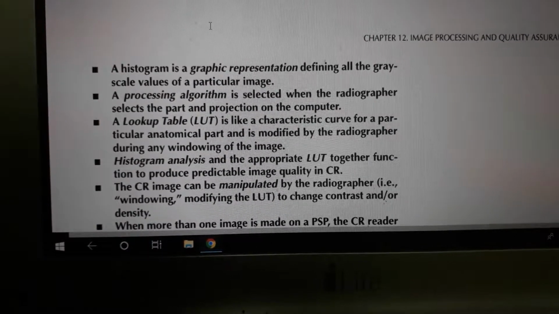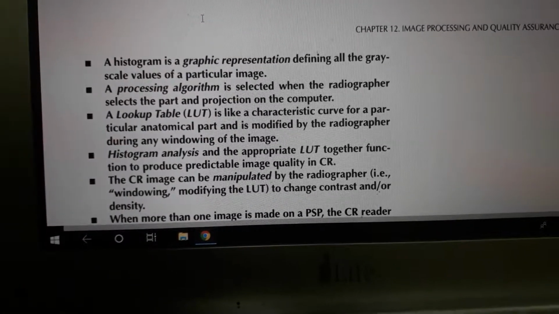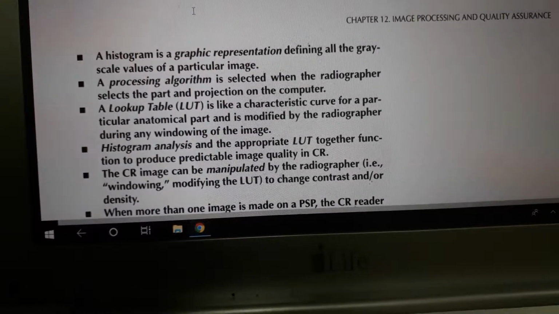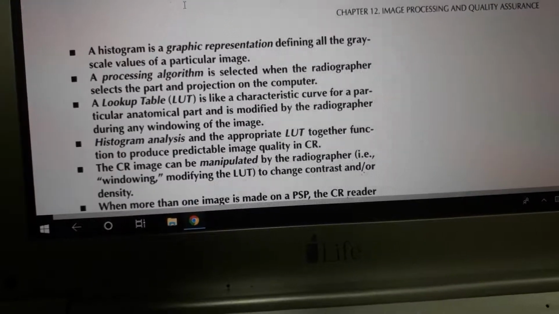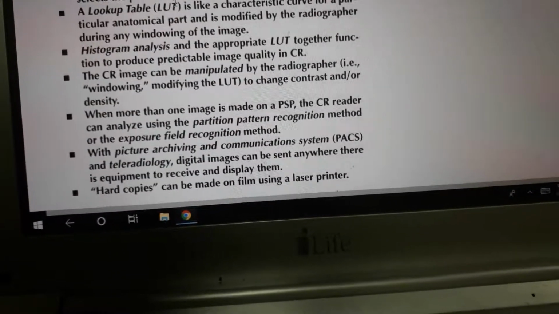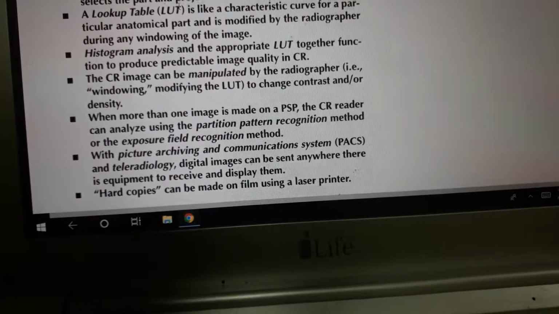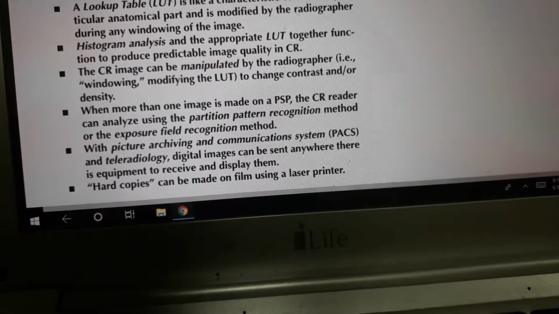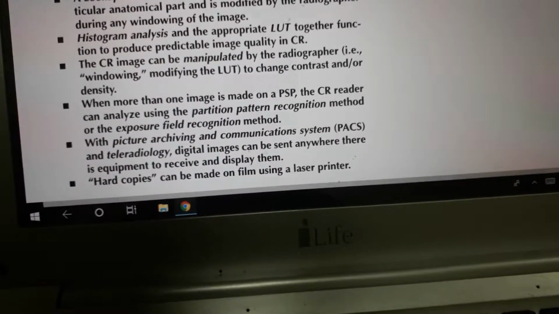Histogram analysis and the LUT together function to produce predictable image quality in CR. The CR image can be manipulated by the radiographer, for example by windowing, modifying the LUT, or changing contrast or density. When more than one image is made on a PSP, the CR reader can analyze it using the partition pattern recognition method or the exposure field recognition method.